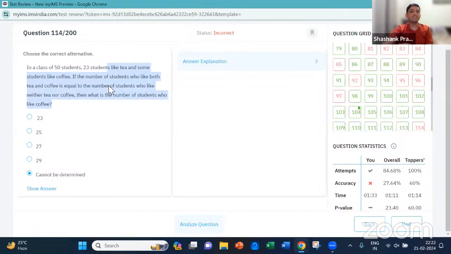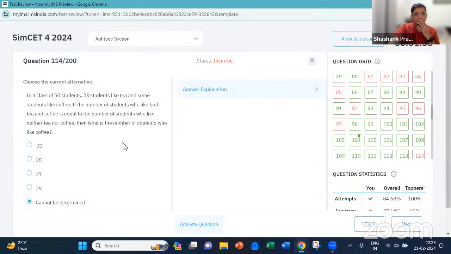114. Oh, this could have been determined. I don't know what happened here. 23 like tea and some students like coffee. Number of students who like both tea and coffee is equal to the number of students who like neither tea nor coffee. So I had x, 23 minus x and y. So 23 plus x plus y is 50. But x नहीं आएगा ना मेरे को.